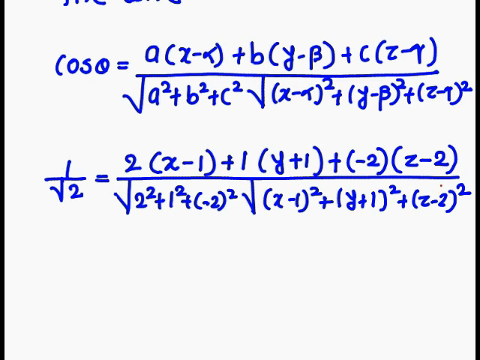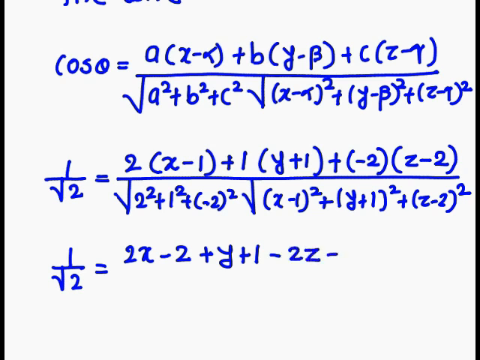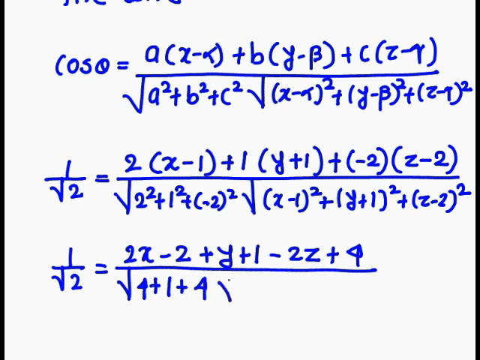Now we simplify this. So after simplification we get 1 upon root 2 is equal to 2x minus 2 plus y plus 1 minus 2z plus 4 upon square root of 4 plus 1 plus 4, since the square of 2 is 4, the square of 1 is 1, and the square of minus 2 is 4, in square root of (x minus 1) square plus (y plus 1) square plus (z minus 2) square.